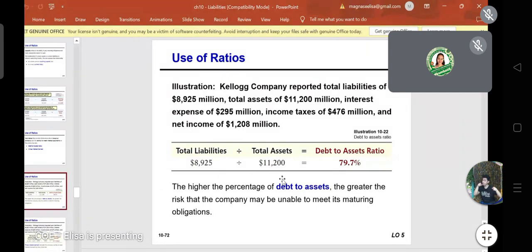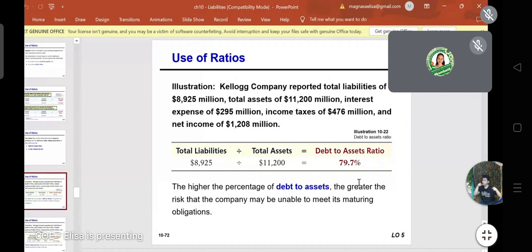So that is big. The higher the percentage of debt to assets, the greater the risk that the company may be unable to meet its maturing obligations. Because it is very big. Almost, it seems that the creditors own nearly all of it. Because 80% of your assets are borrowed. So there's a risk that you could be taken over because you cannot pay. So the higher the number, the greater the risk that the company may be unable to meet its obligations.